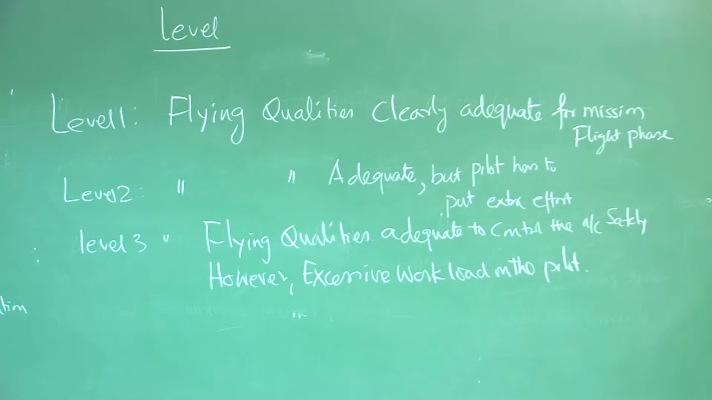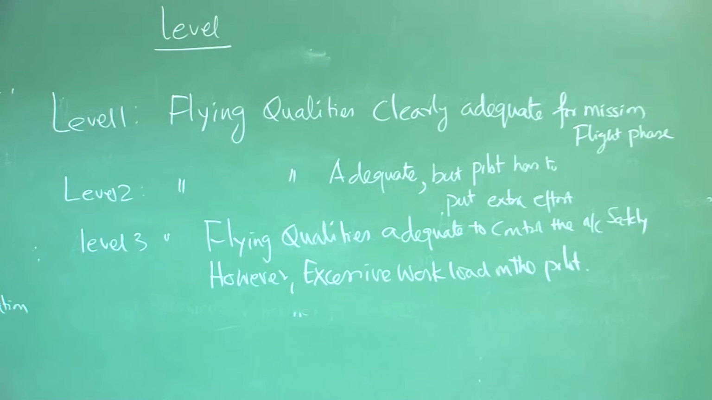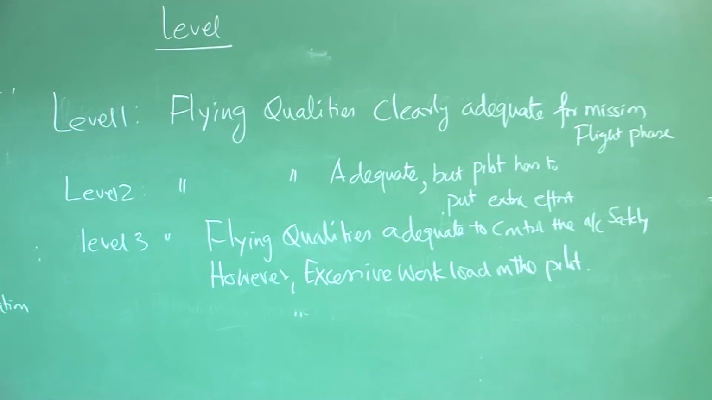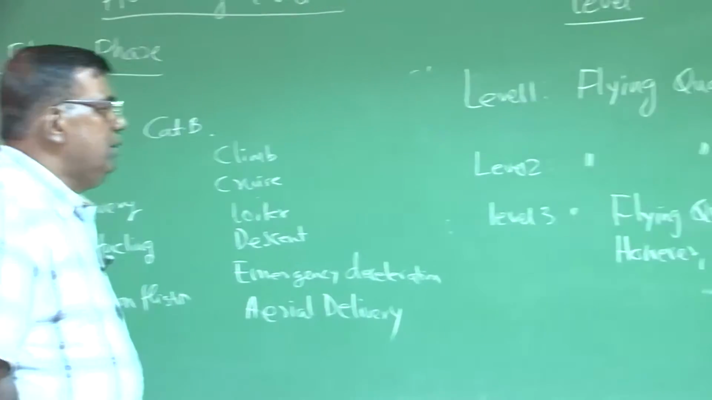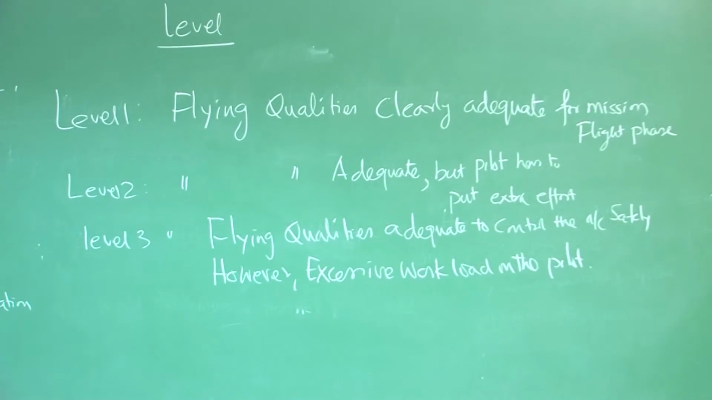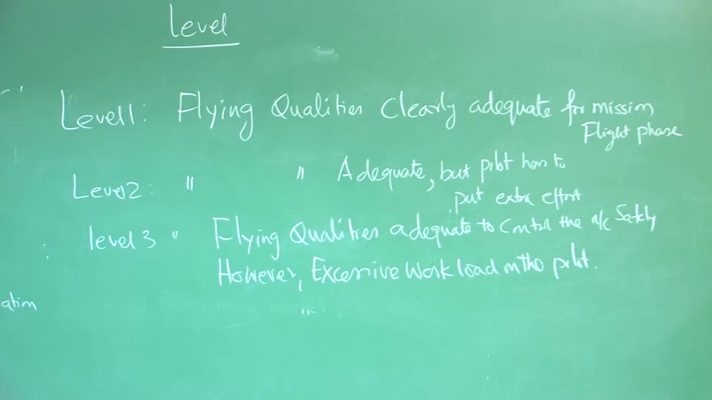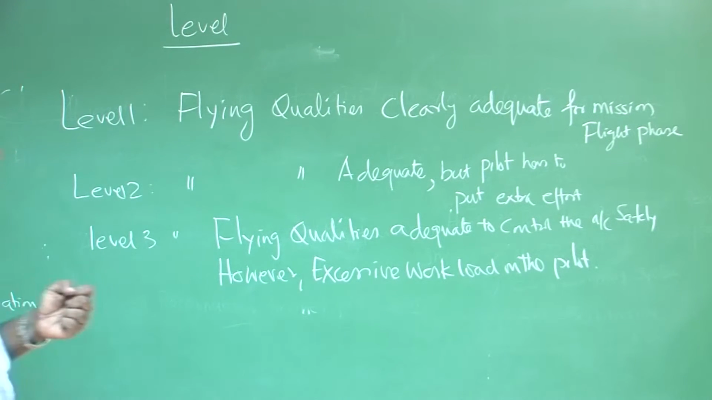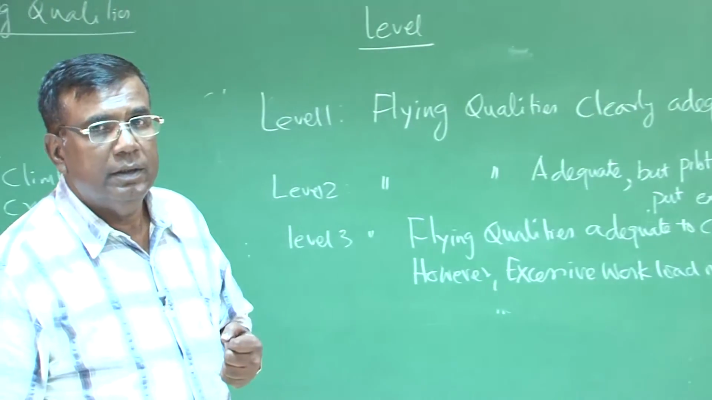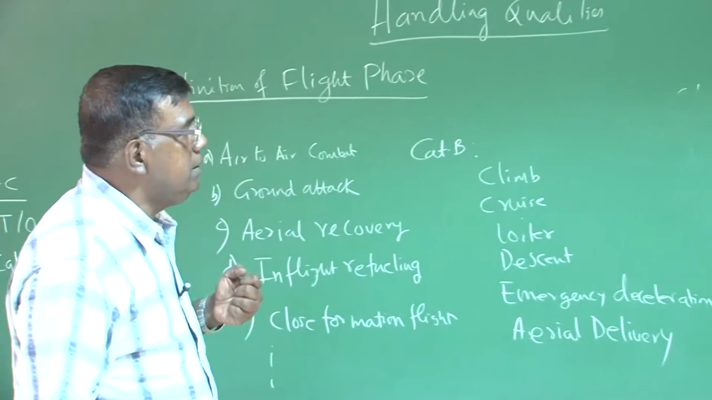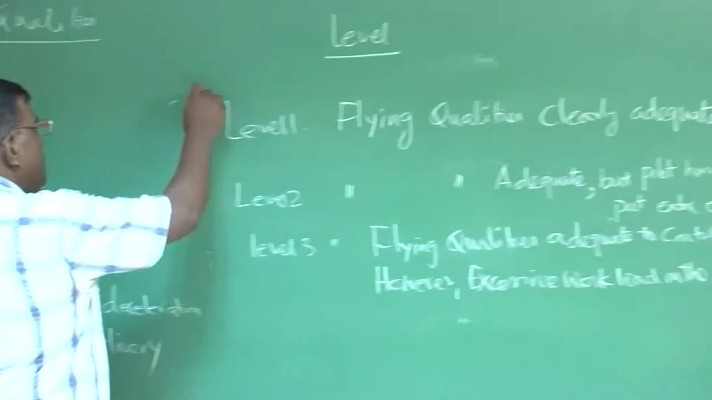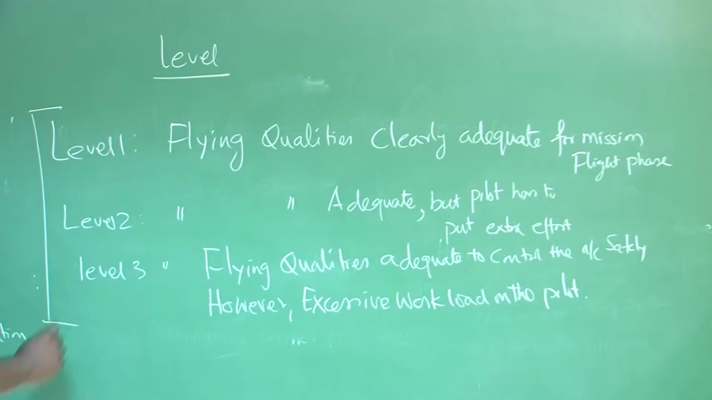The level 1 says flying quality is clearly adequate for mission flight phase. It's absolutely fine. So level 1 aircraft. Level 2, it is adequate, but a little bit of pilot has to put extra effort, right? And level 3 is flying quality is adequate to control the airplane, right? That means the pilot has to now put a lot of extra effort. So that is the level 3. That you should understand. These 3 levels, level 1, level 2, level 3, are extremely important.